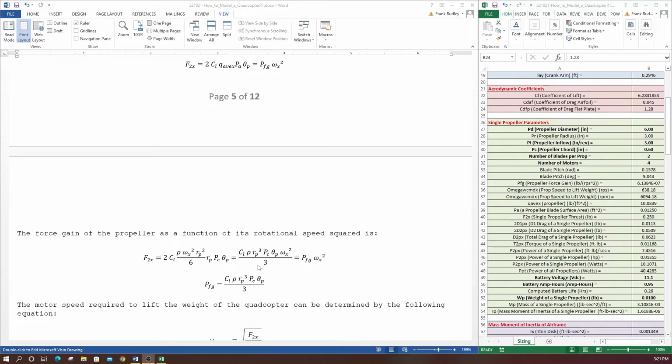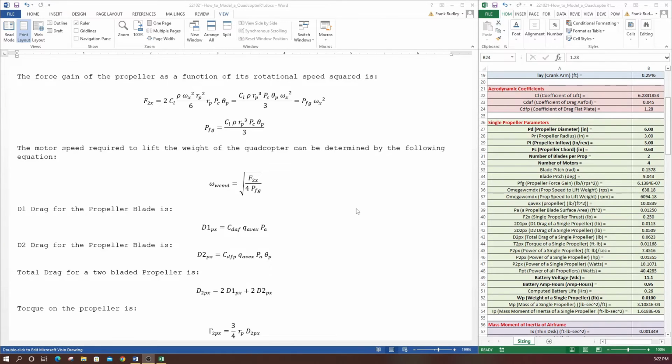Okay, we'll expand this equation to simplify it a little bit. From that we can get our force gain. The propeller force gain is equal to the coefficient of lift times the density of air times the radius of the propeller cubed times the chord of the propeller times the pitch of the propeller over 3. So this is our force gain of the propeller.